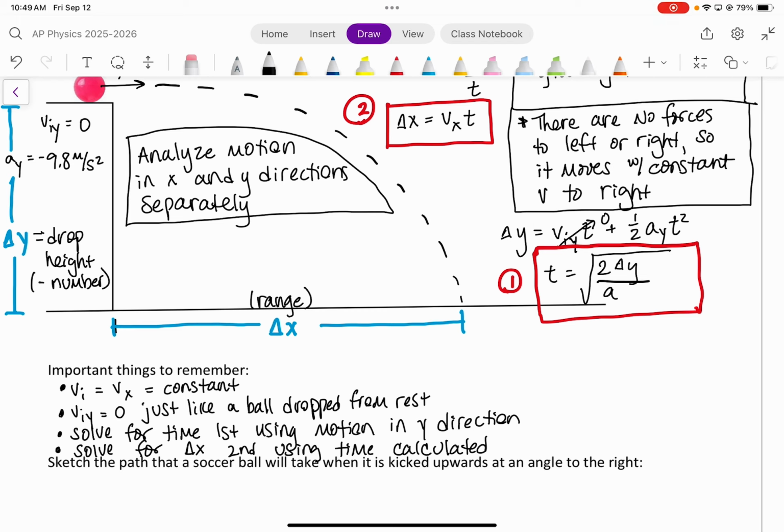I would say the other really important thing to remember is analyze motion in the x and y directions separately. All right, we good? Okay.